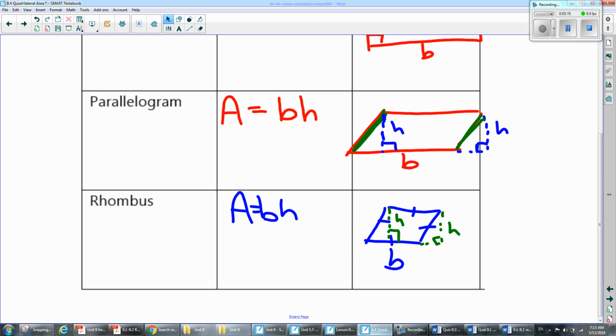Same thing for the rhombus. You are not just taking your base times your base, like you would for a square, even though all the sides are congruent. You have to find the measure of the height, and that's got to be drawn perpendicular to the base.